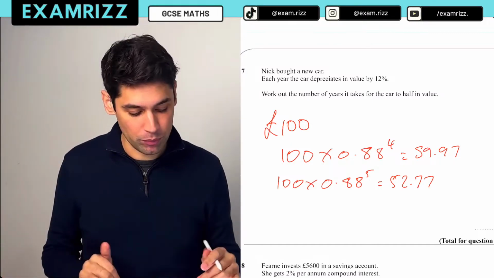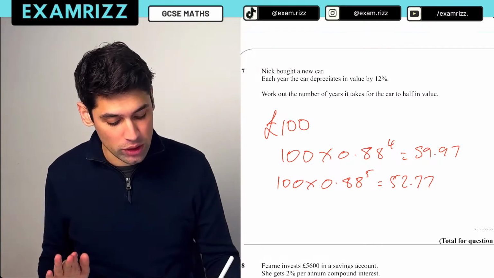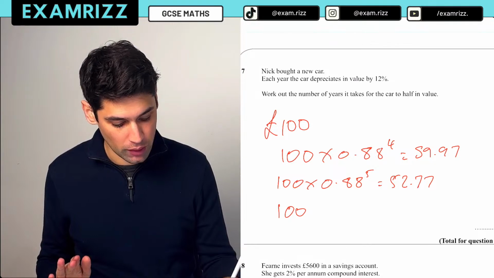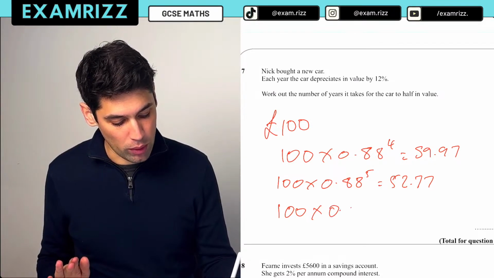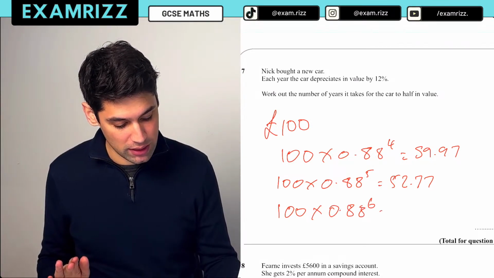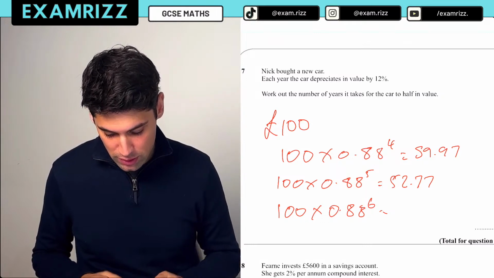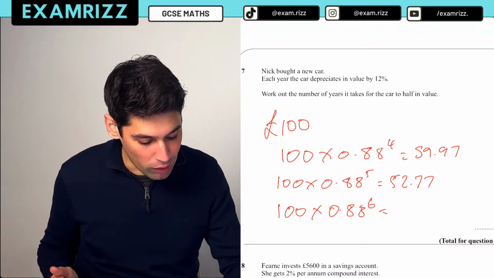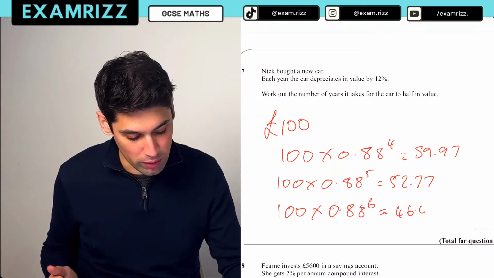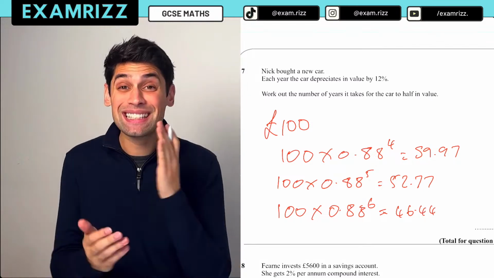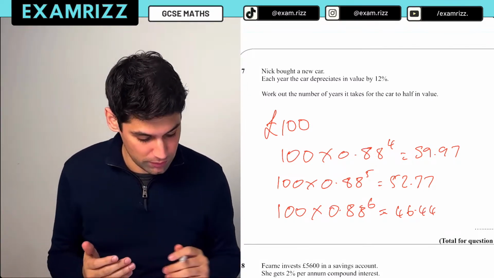So we need to keep going. We're pretty sure that the next one's going to take us over the line. Times 0.88 to the power of 6. Now we've gone below halfway. 46.44. So it takes 6 years to get halfway.